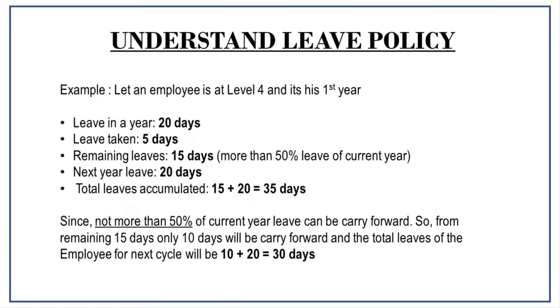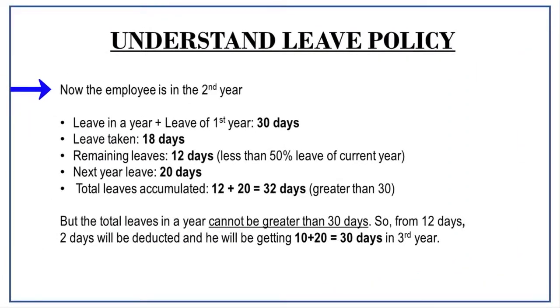Let's understand the leave policy with an example. Let an employee be at level 4 and it's his first year. Leave in a year, 20 days, leave taken, 5 days, remaining leaves, 15 days, more than 50% leave of current year. Next year leave, 20 days, total leaves accumulated, 15 plus 20 equals 35 days. Since not more than 50% of current year leave can be carried forward, from remaining 15 days, only 10 days will be carried forward, and the total leaves of the employee for the next cycle will be 10 plus 20 equals 30 days. Now the employee is in the second year.